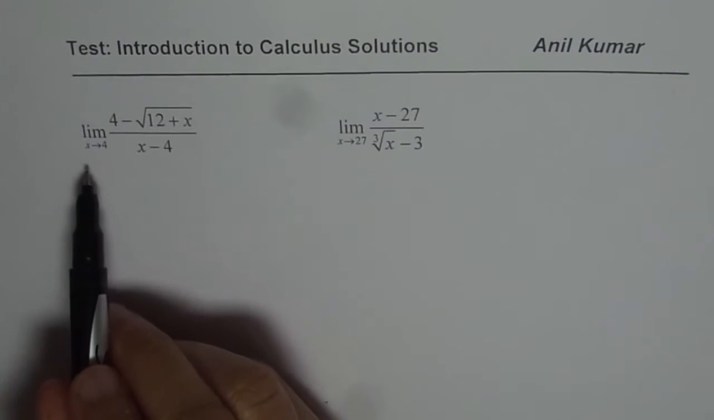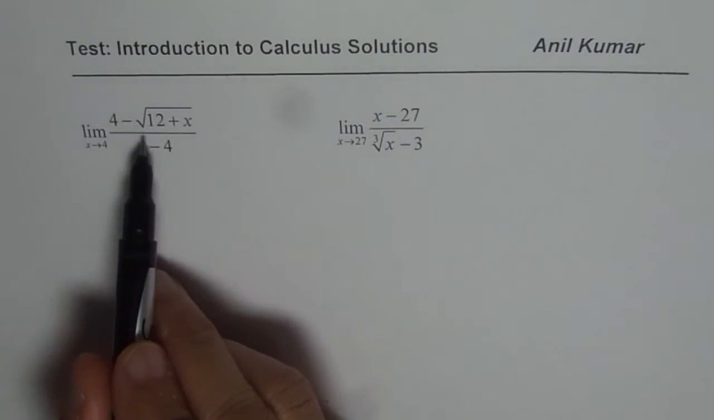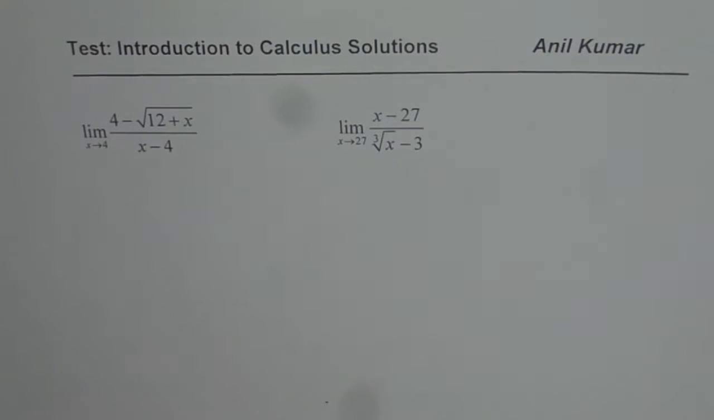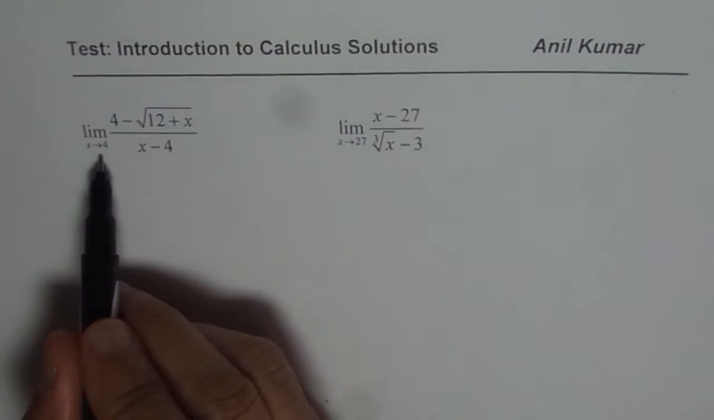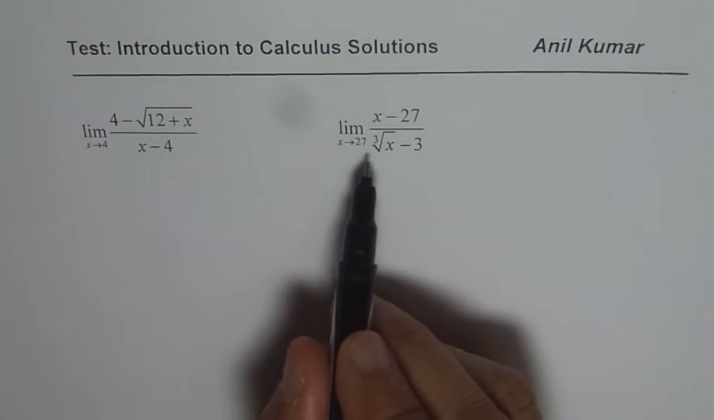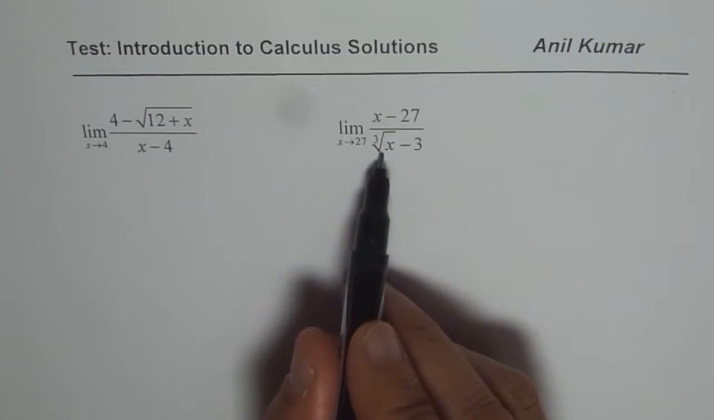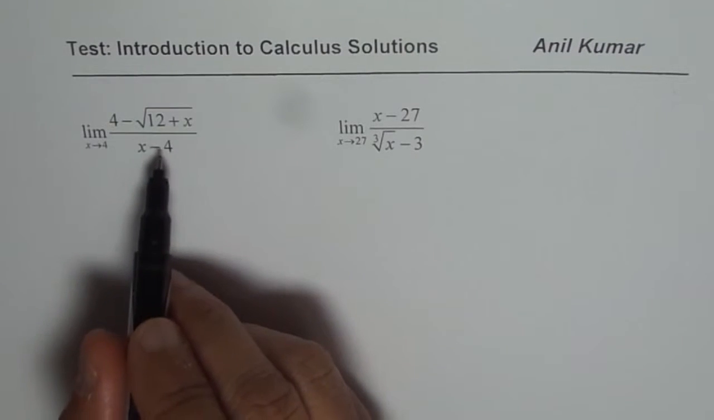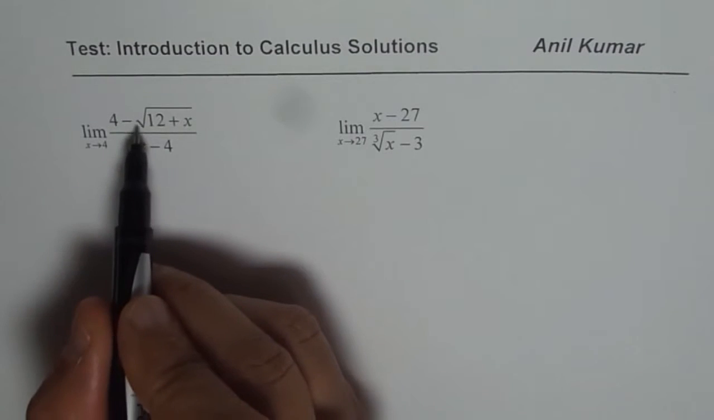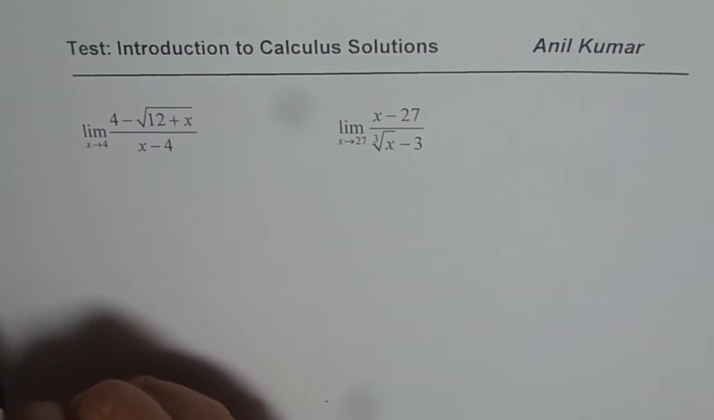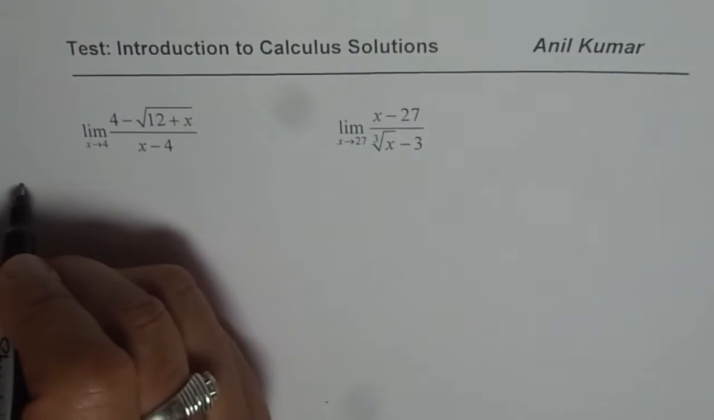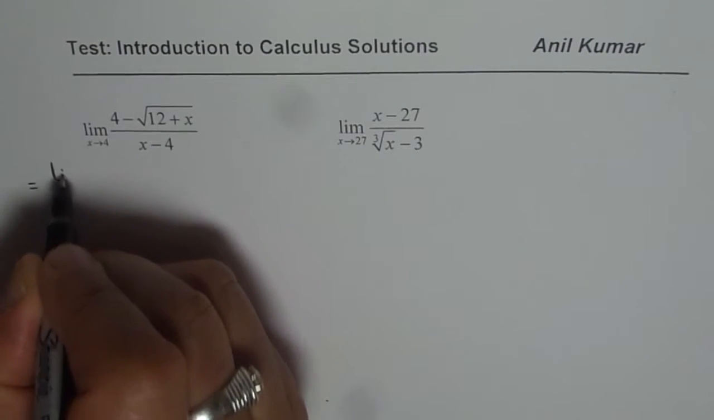The first question is limit of 4 minus square root of 12 plus x, divided by x minus 4, where x approaches 4. The next one is limit of x minus 27 divided by cube root of x minus 3, where x approaches 27. So let's begin with the very first one. Whenever you see the radical part, rationalization is the key. So let's rationalize and simplify the given expressions.